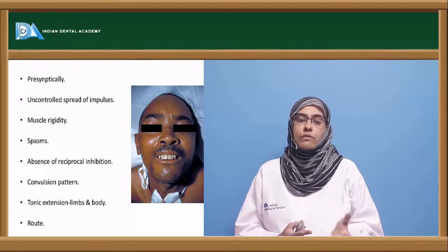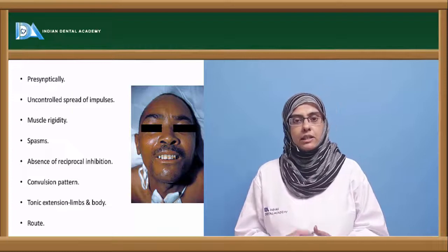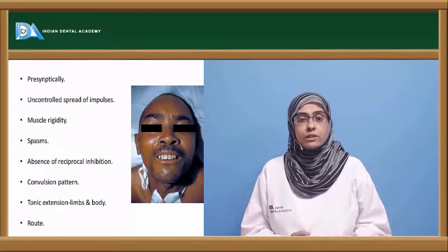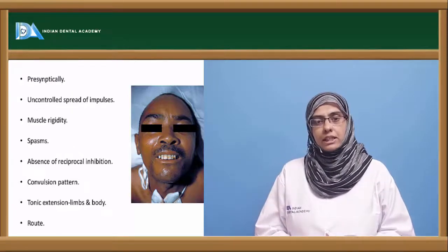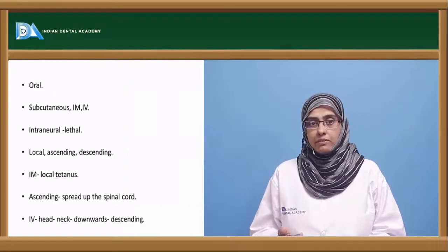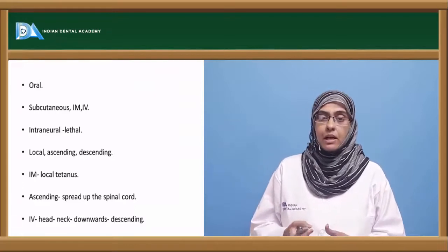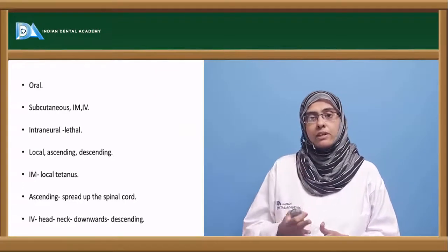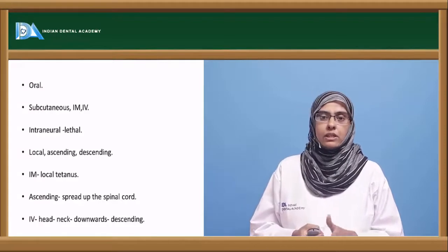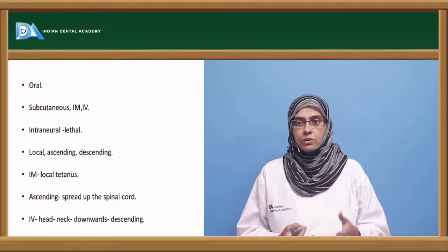Now when the route of entry is oral, the toxin is usually digested by the digestive juices, and hence it is inactivated. There is no disease seen when the toxin enters via the oral route. But when it is given intramuscularly or subcutaneously, it becomes lethal. It becomes more potent when it is given intraneurally. That is highly lethal in nature when given by the intraneural route.